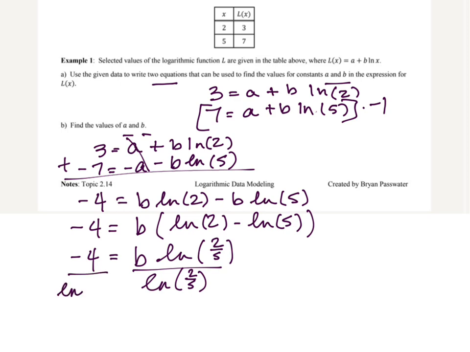I was going to divide by b, but I want b. So b is going to equal this number, -4 divided by the natural log of 2/5. You're going to put that in your calculator. I'm going to give you a second. Everyone in your calculator. Nobody just sitting around waiting. Everybody put it in your calculator.